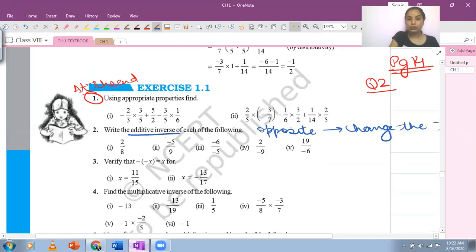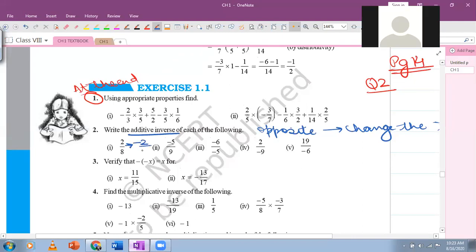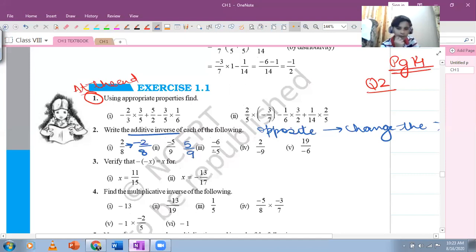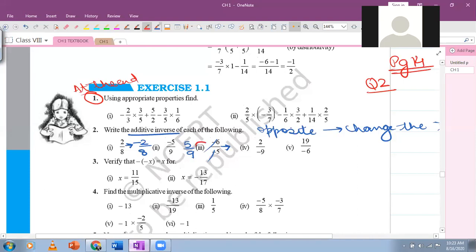Okay. So for 2 by 8, what will be the answer? Opposite of minus 2 by 8. Minus 2 by 8. Opposite of minus 5 by 9. 5 by 9. For this one, these two are getting cancelled. So let's cancel this. Now write the opposite. Minus 6 by 5.